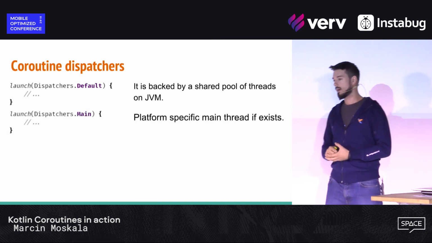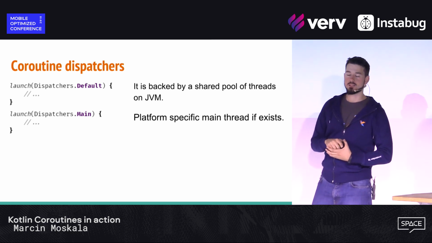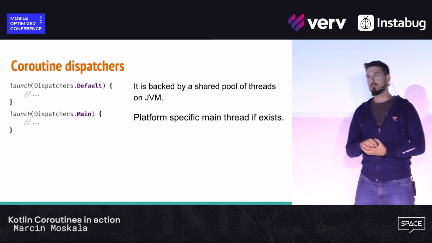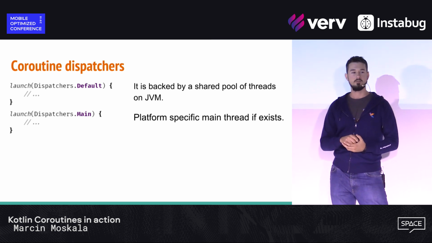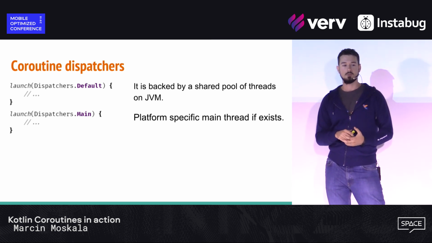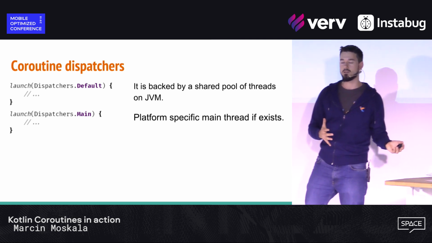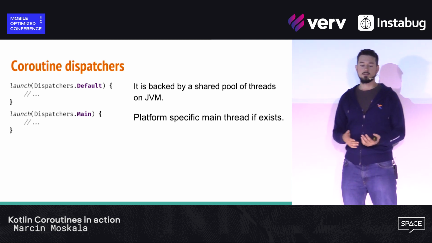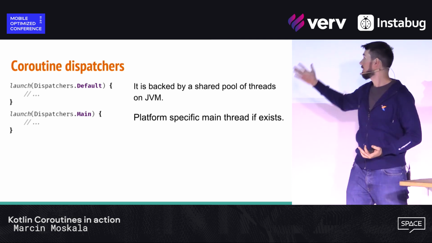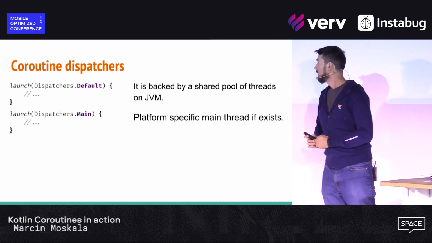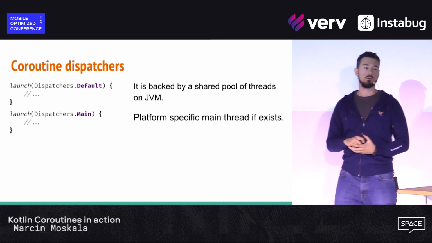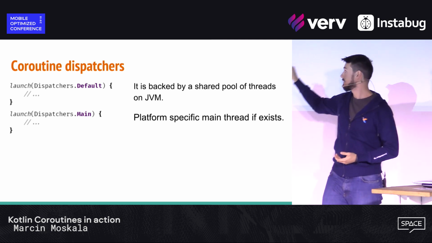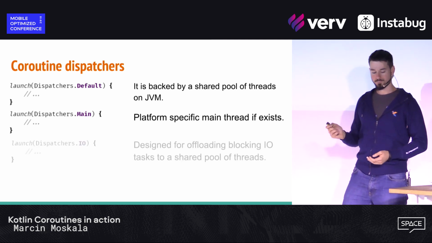The other one is Main. Main has a meaning for different platforms and does not have any meaning for some platforms. In Android, this is the UI thread, the same in iOS, but on backend, there is nothing there, so you cannot really use it. But it's a common way to say that we want to run something on the main thread. It's the main dispatcher you will use on Android.